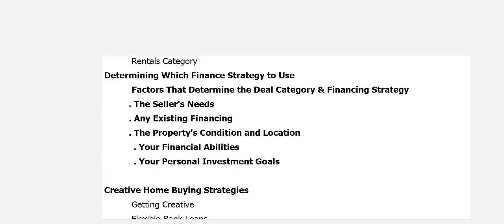If you are renting right now and you need a home, let's find you a home right now. How do you get creative? How do you get flexible bank loans?